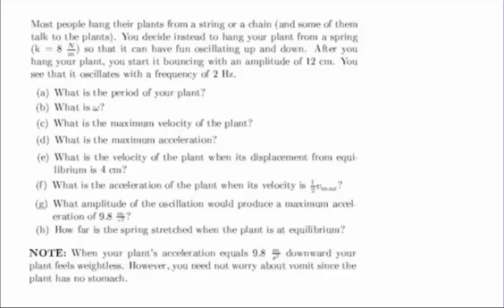Most people hang their plants from a string or a chain, and some of them talk to the plants. You decide instead to hang your plant from a spring with a spring constant of 8 newtons per meter so that it can have fun oscillating up and down. After you hang your plant, you start it bouncing with an amplitude of 12 centimeters, and you see that it oscillates with a frequency of 2 Hertz. After this, follow a long list of questions, A through H.